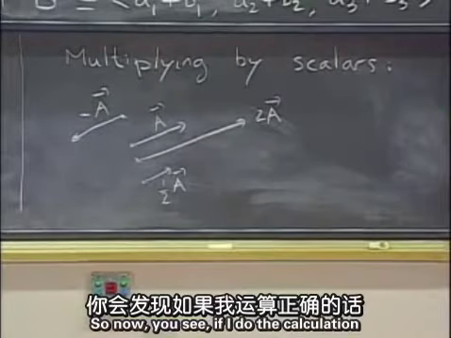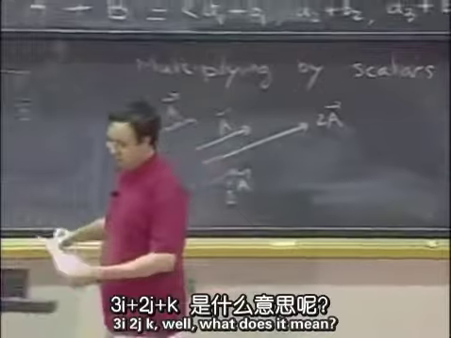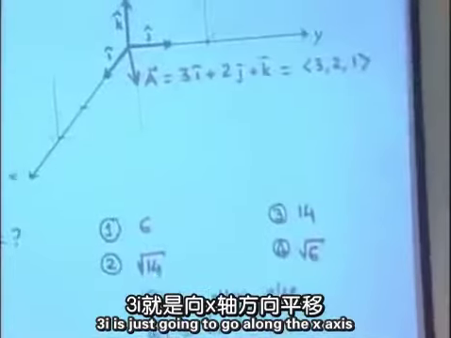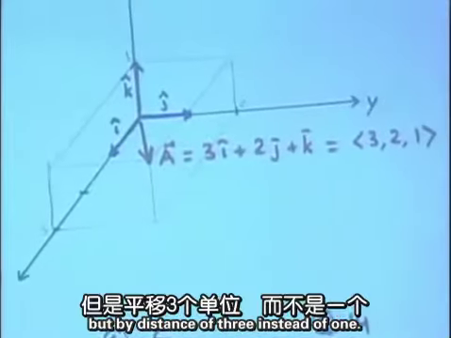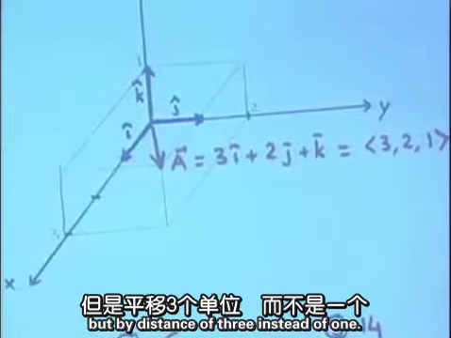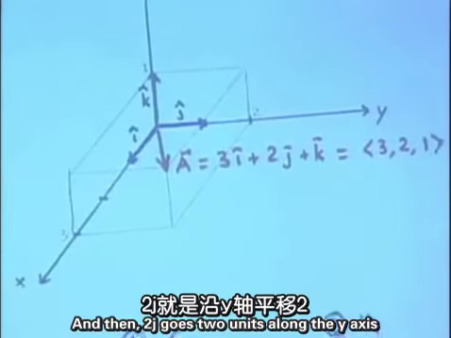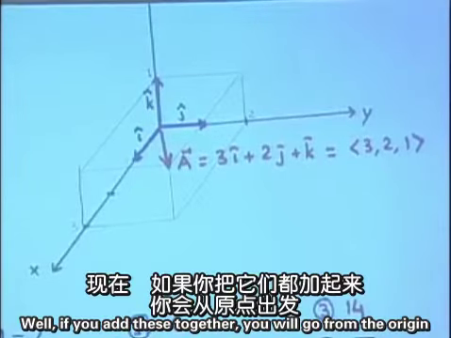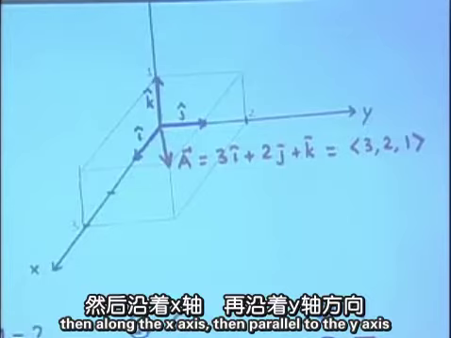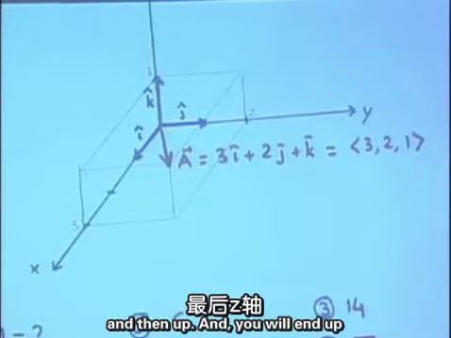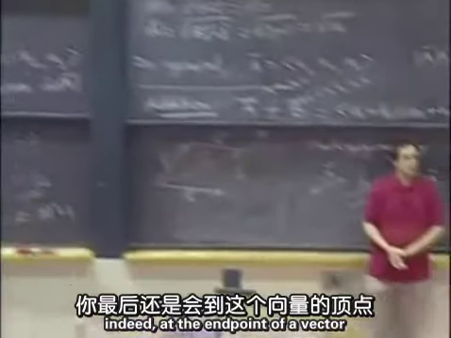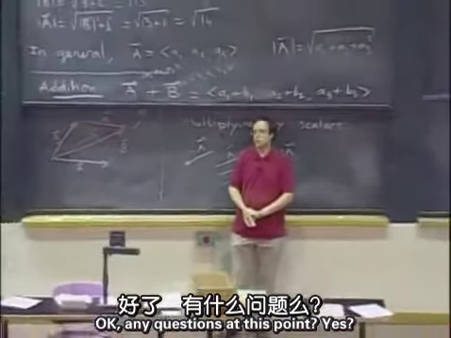Now if I do the calculation 3 times i plus 2 times j plus k, what does it mean? 3 times i is just going to go along the x-axis, but by a distance of 3 instead of 1. Then 2 times j goes 2 units along the y-axis, and k goes up by 1 unit. If you add these together, you go from the origin along the x-axis, then parallel to the y-axis, and then up. And you will end up, indeed, at the endpoint of the vector A. Any questions at this point?